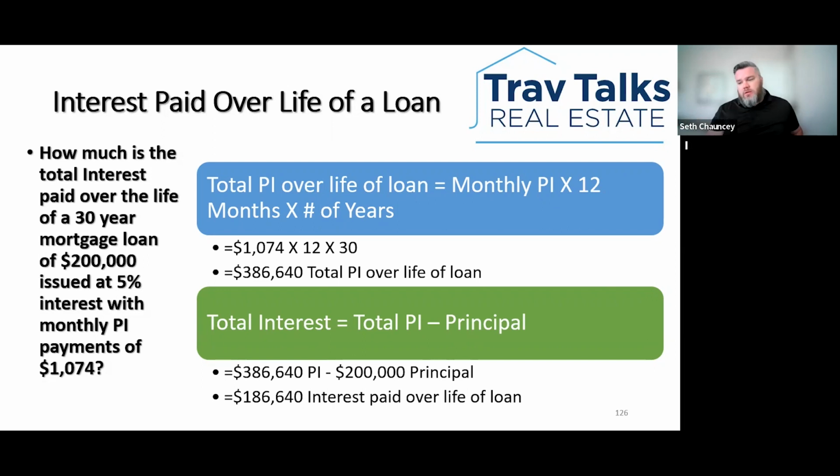Same thing with this. If you've got your principal and interest payment already, just multiply it by the number of payments, subtract out your principal, and you'll find interest over the life of the loan every time.